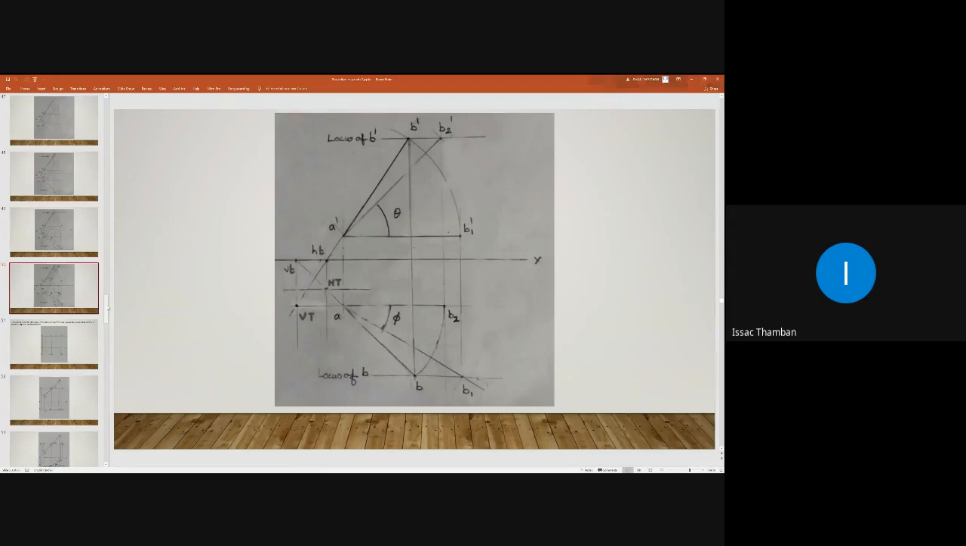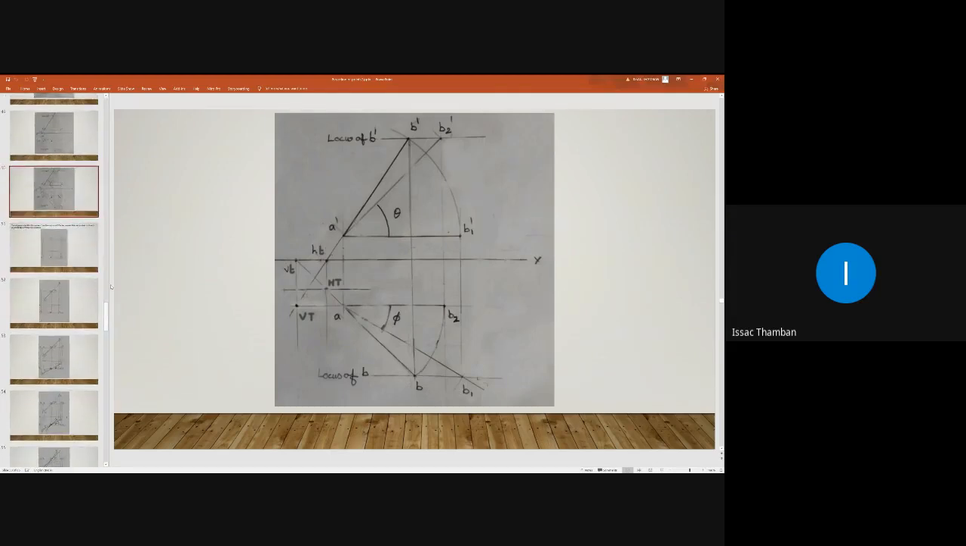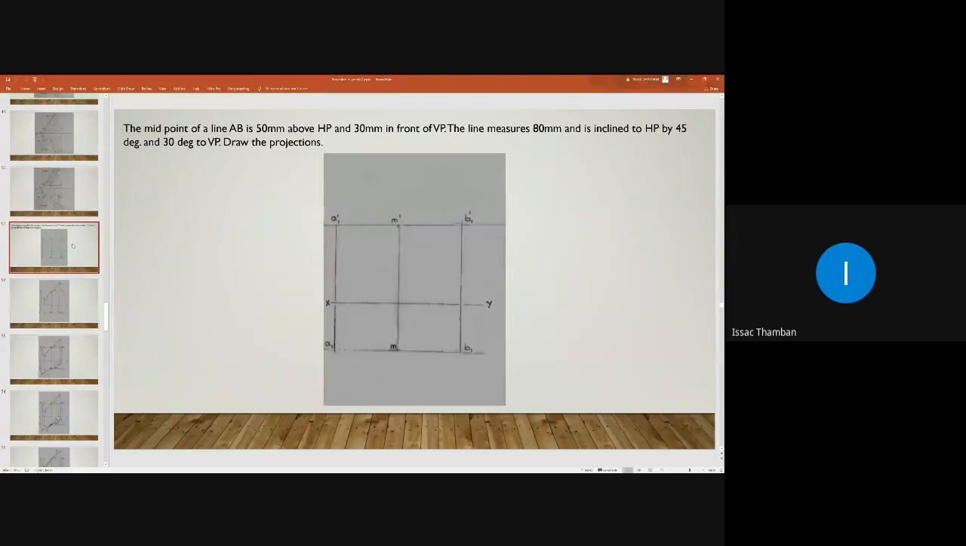Any doubt in this example? Can I proceed? Yes, sir. Okay, I am proceeding to the next example. That is a special problem. You take care of this one.